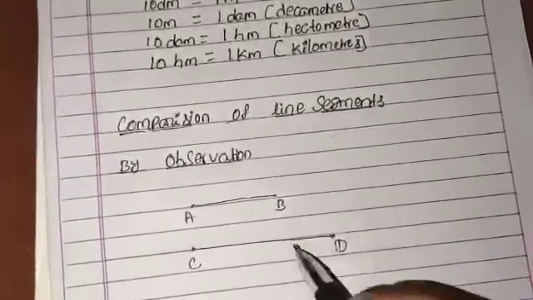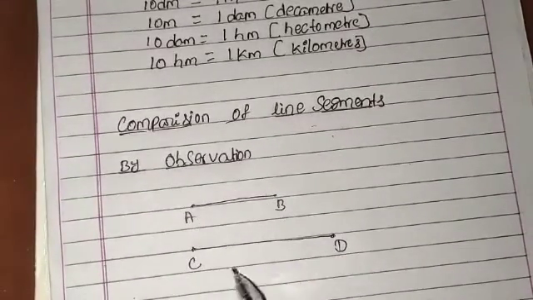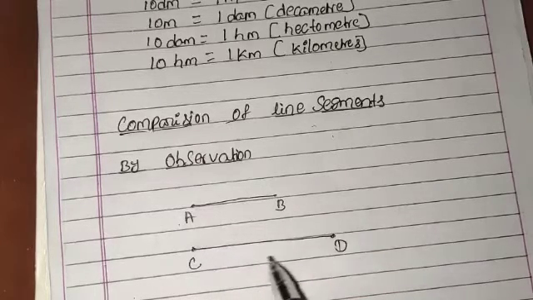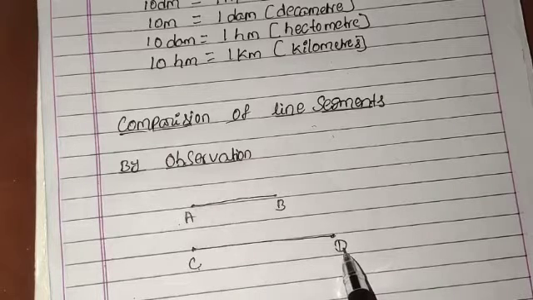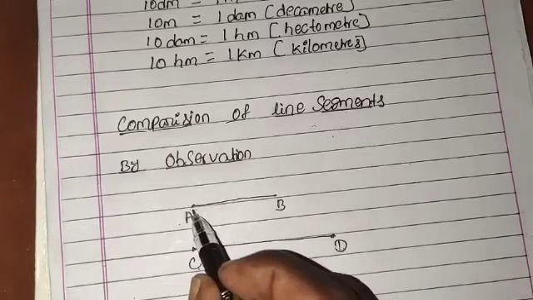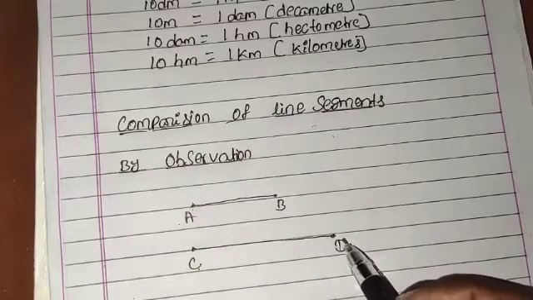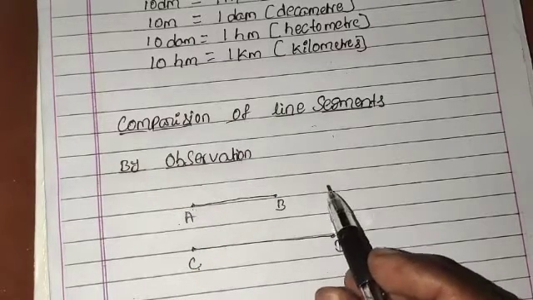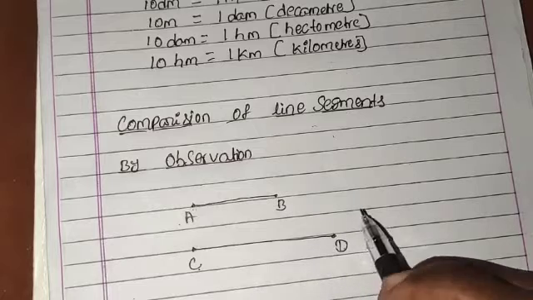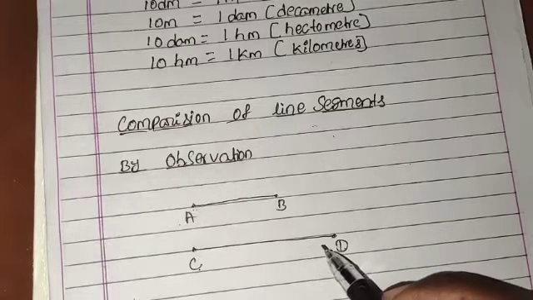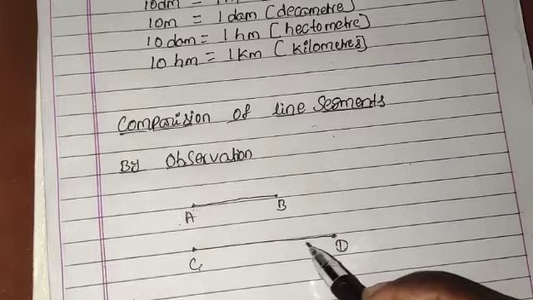By observing these two line segments, AB and CD, we can easily find out that the line segment CD is greater than line segment AB. We can easily find out which is the greater or which is the smaller. Now this is the comparison by observation.